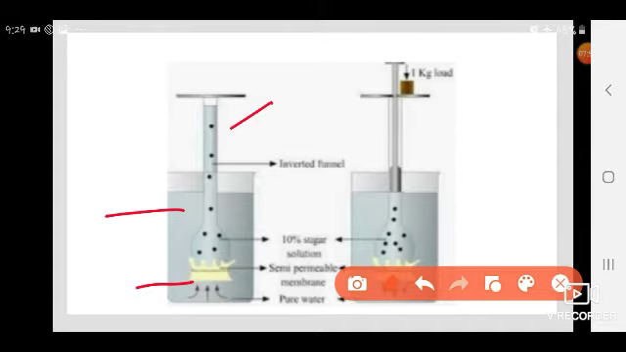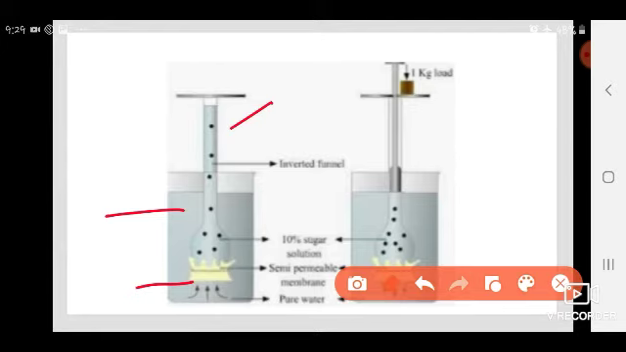So to obtain permeable membrane from the egg, firstly remove the yolk and albumin through a small hole at one end of the egg. Place the shell of the egg in a dilute solution of hydrochloric acid for a few hours.